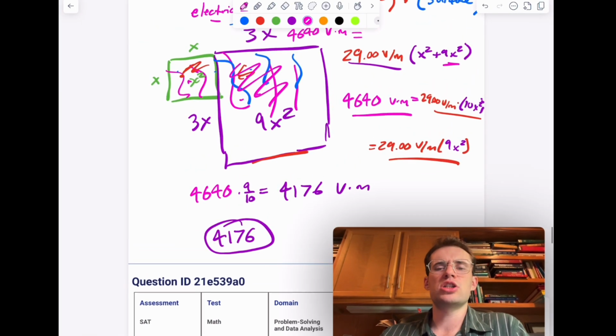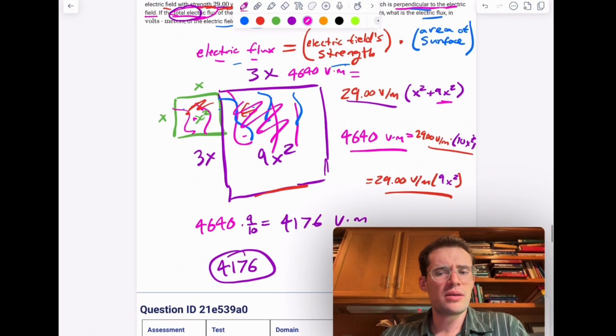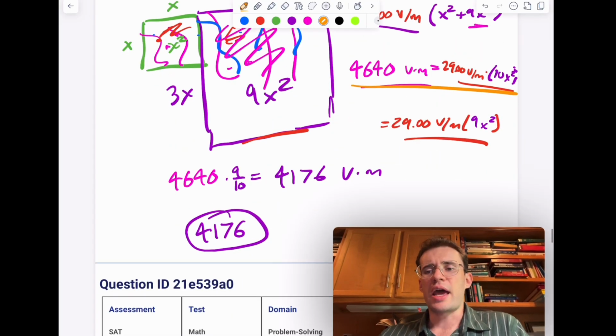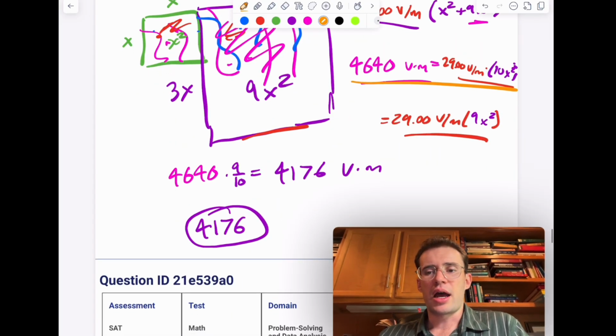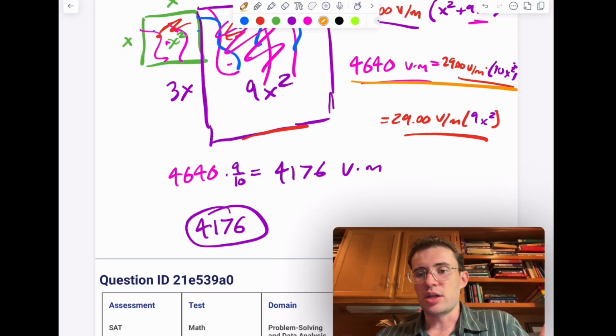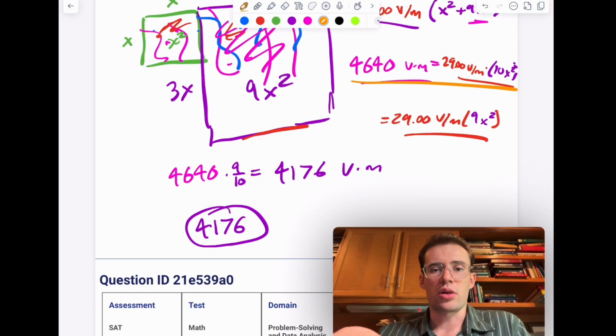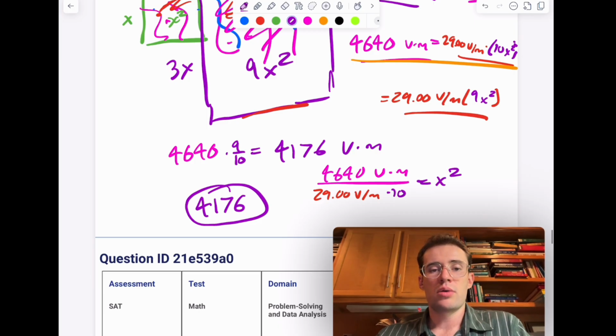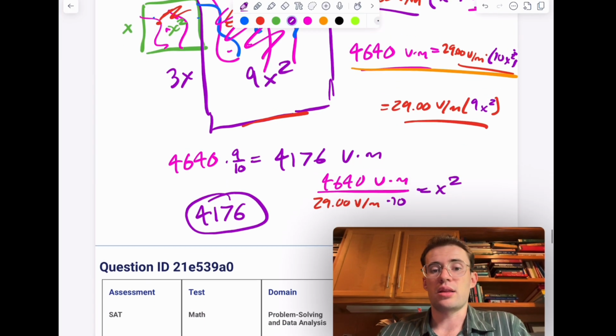I'll show how to find the area of that. Using this thing here, we could find what x squared is by dividing by 29 and then dividing by 10, or I could think of it as dividing by 290. So we get x squared alone. You'd have 4640 volt meters divided by 29.00 volts per meter, and then also dividing by 10. And then we're just left with x squared, which is the area of the little one, not the big one.